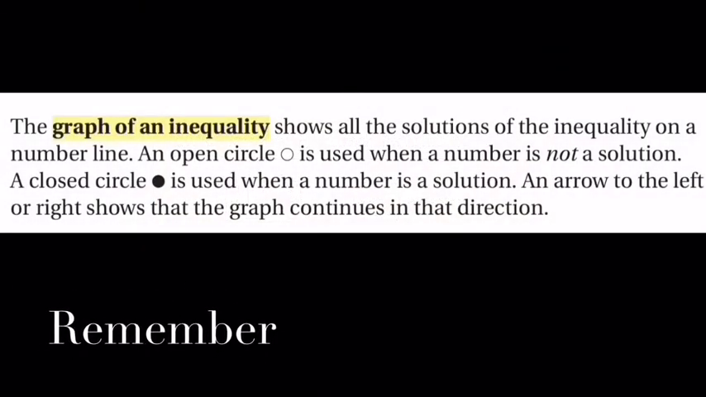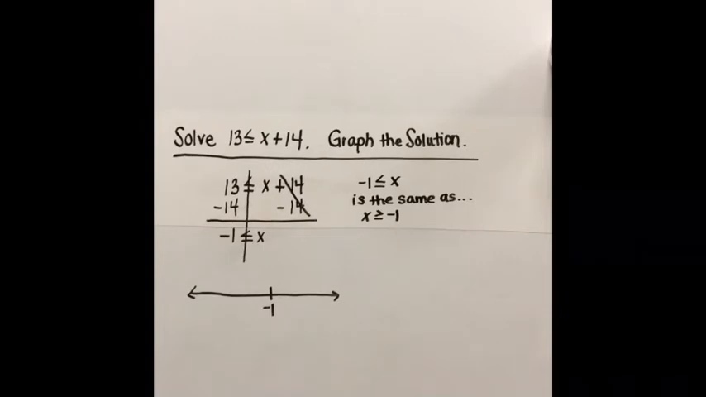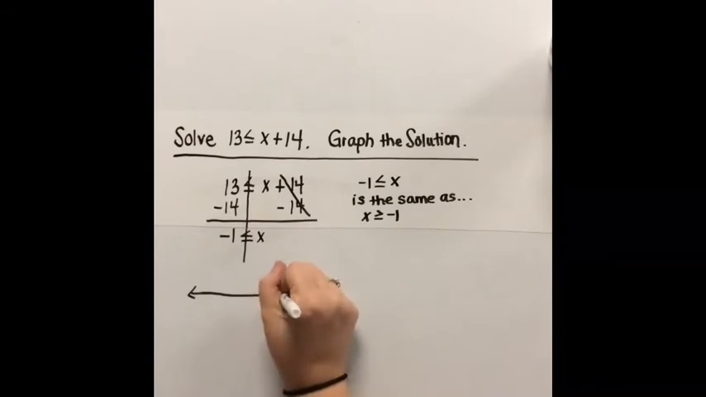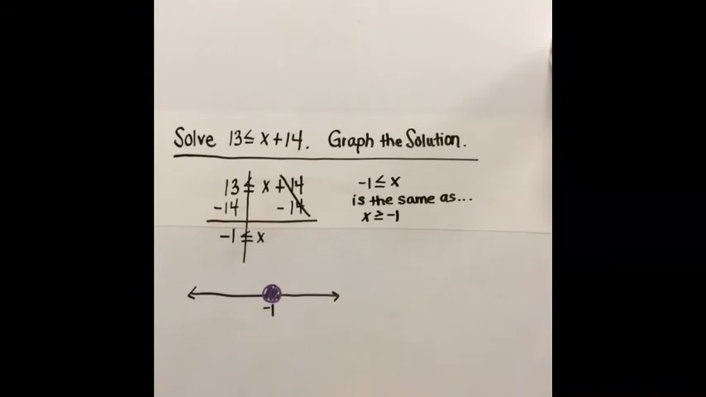Again, we need to choose what symbol matches. Because it's greater than or equal to, we need to make sure that we use a closed circle. So above our -1 that we've plotted on our number line, we're going to put a closed circle. And because x is greater than or equal to -1, our arrow is going to go to the right on our number line.